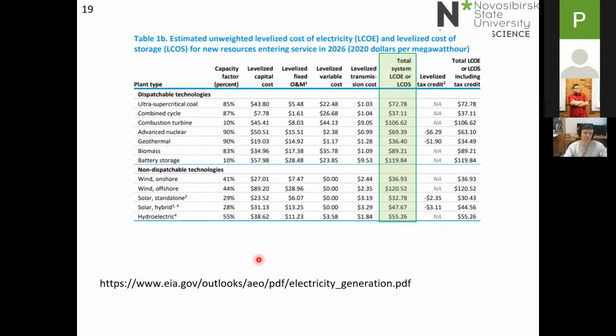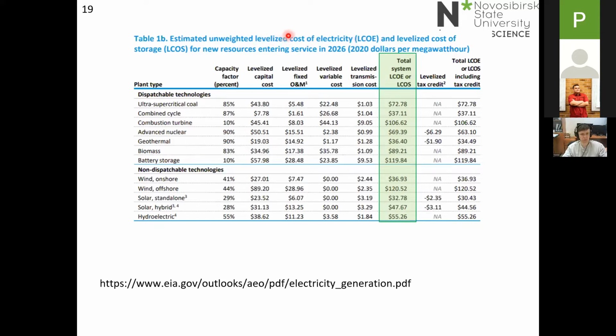So this is the last part of the data that I want to talk about. And this shows typical LCOE, which is another abbreviation, which is also a very important one for any sort of electricity generation system. It stands for levelized cost of electricity.